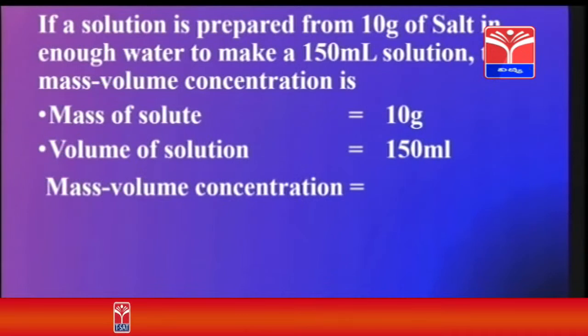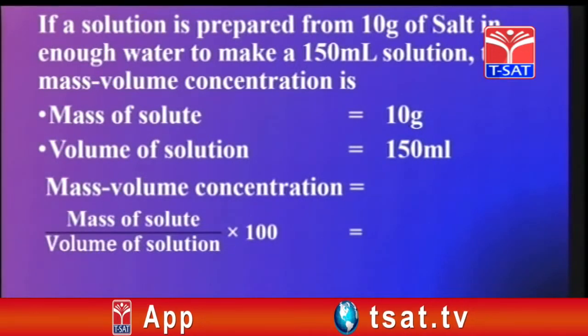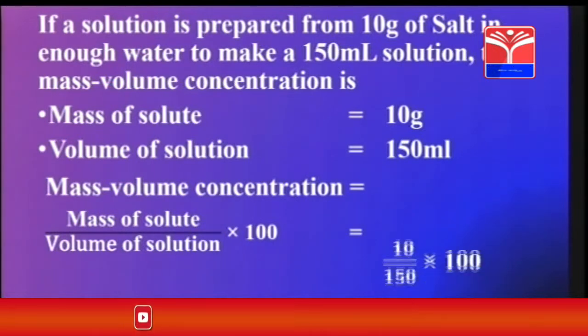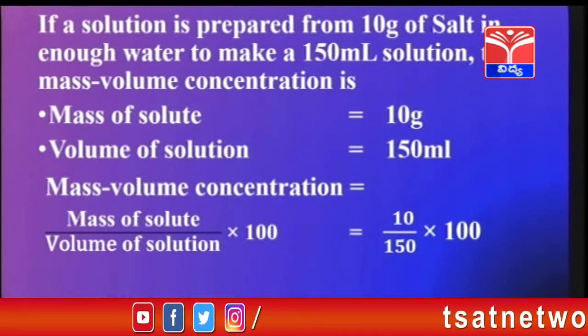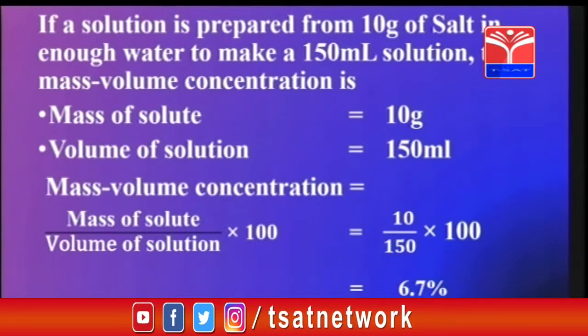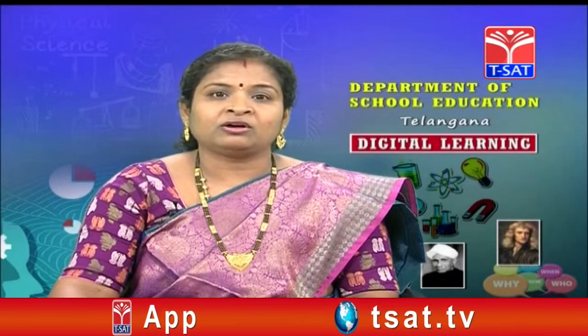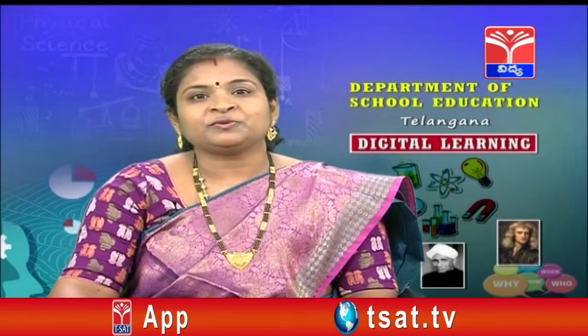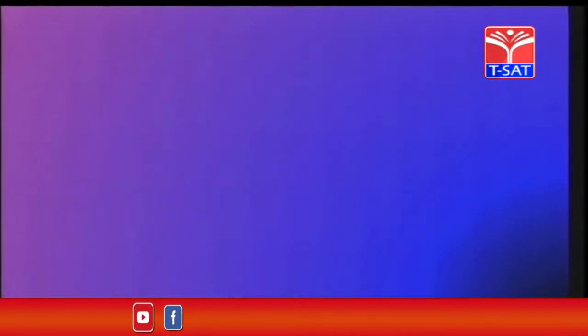So what is the formula of mass volume concentration? Mass of the solute by volume of the solution into 100. Now let us substitute the values in this formula. 10 grams of solute by 150 ml of solution into 100. This comes to 6.7% mass volume concentration of salt solution. So 6.7% of salt is present in the solution.